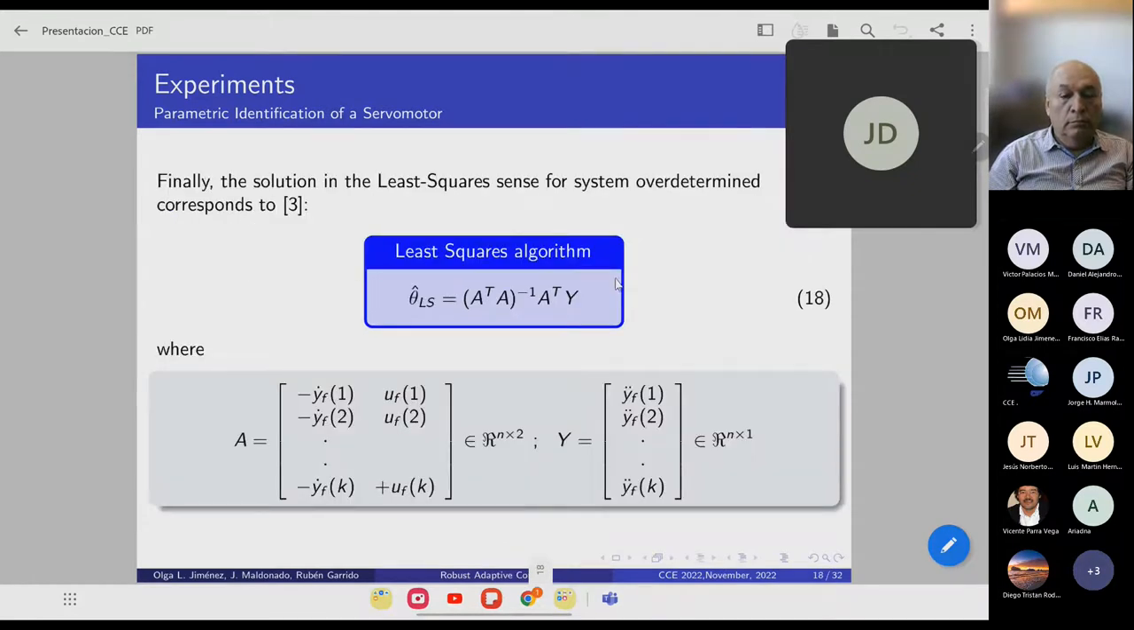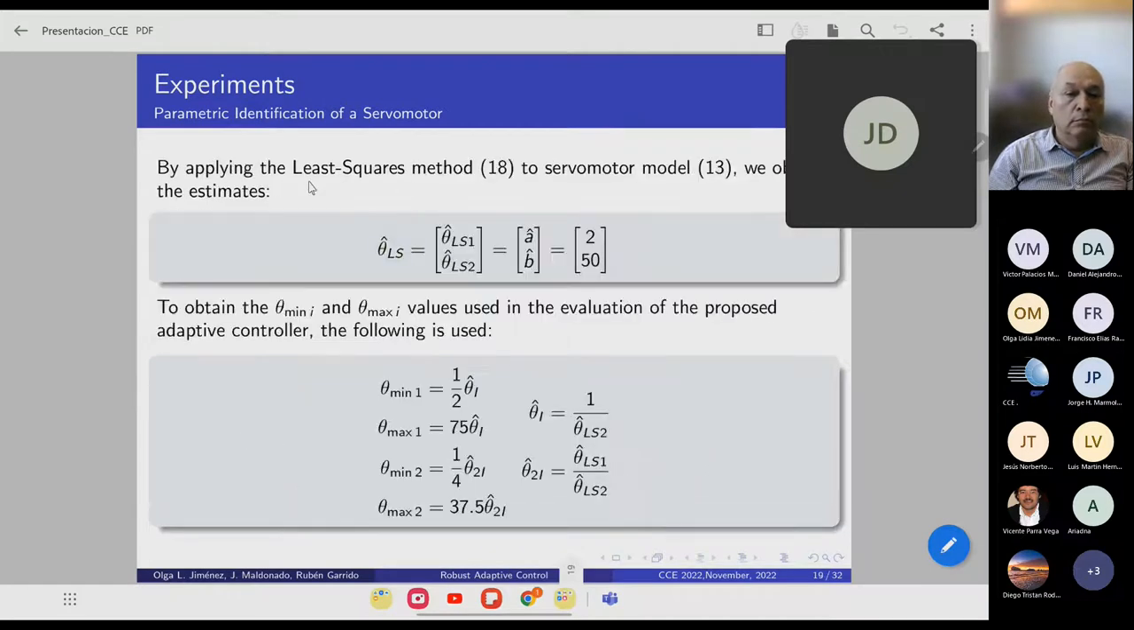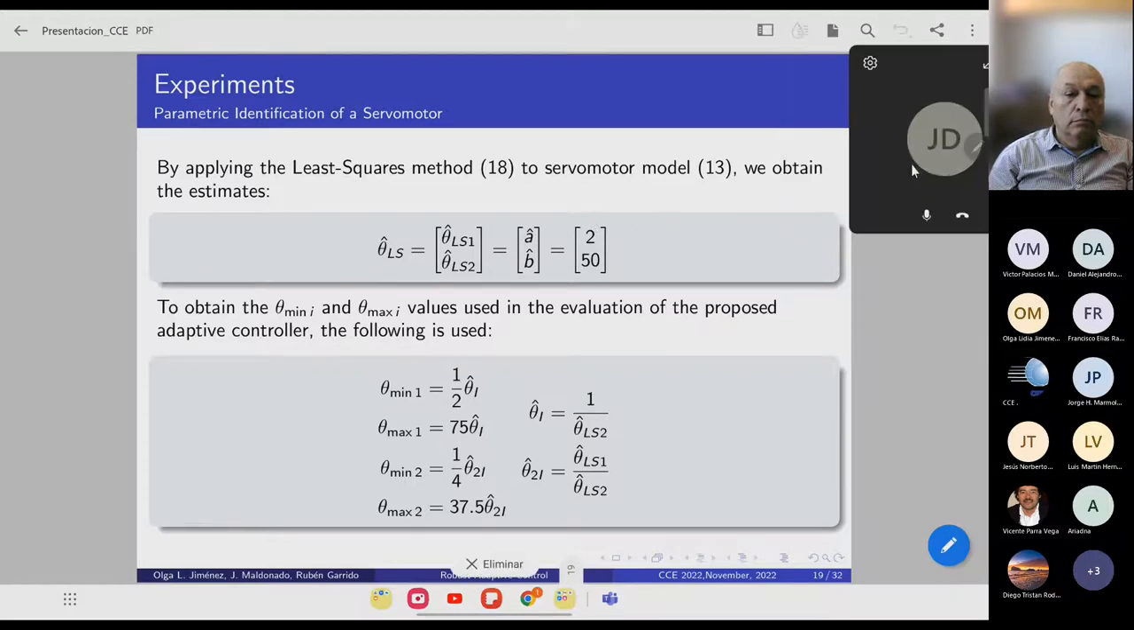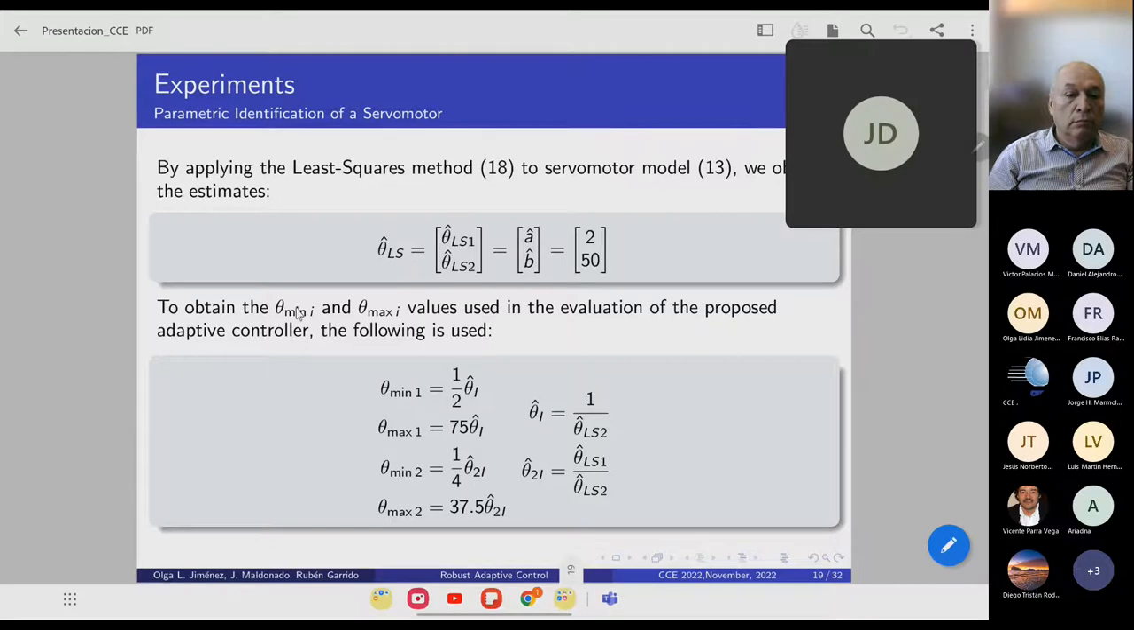Now we can finally find a solution of the least squares method, and now we can have the parameters of the system. By applying this method, we can have these models, these estimates, to obtain theta 1 and theta 2, and these values are used in the evaluation of the proposed adaptive control. The following is used, as you can see here.